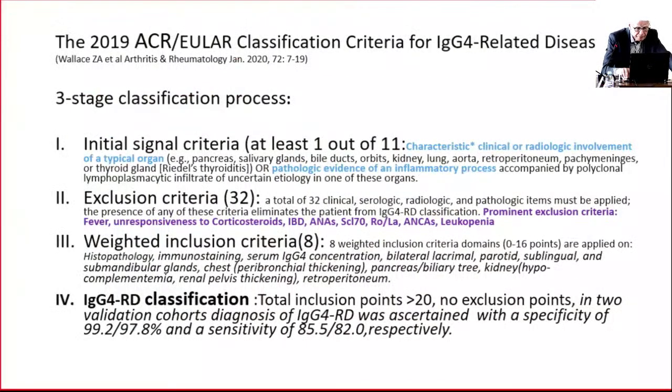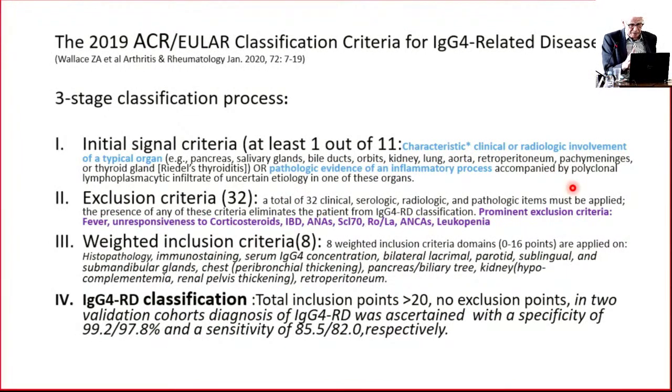And it took almost 2 years to come up with a huge consortium of scientists in America and in Europe to establish classification criteria for IgG4-related disease. It's a three-stage classification process. The initial entry criteria are 1 out of 11: characteristic clinical or radiological involvement of typical organs, pancreas, salivary glands, bile ducts, orbit, kidney, lung, retroperitoneum, and thyroid gland, or pathological evidence of inflammation in these organs accompanied by polyclonal lymphoplasmacytic infiltrate of uncertain etiology in one of these organs. I'd like to stress that the disease is polyclonal, it's not a monoclonal disease.